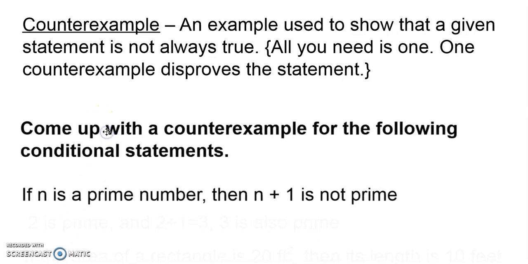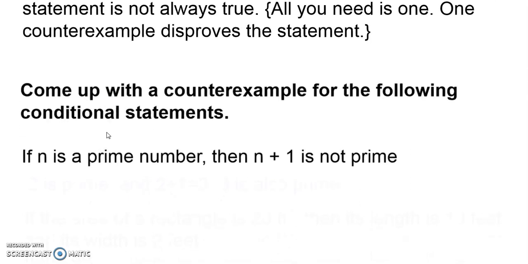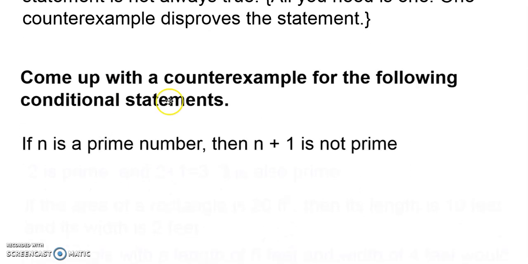So for instance, we're going to come up with a counterexample for this conditional statement. So it says if n is a prime number, so just any number n is a prime number, then n plus 1 is not prime. So we're trying to find a counterexample that proves that this is not true.